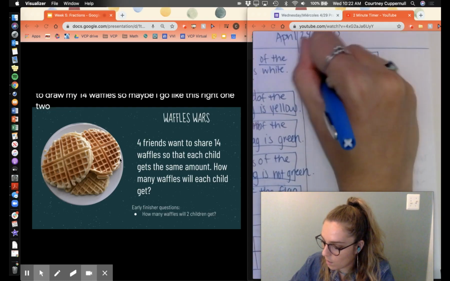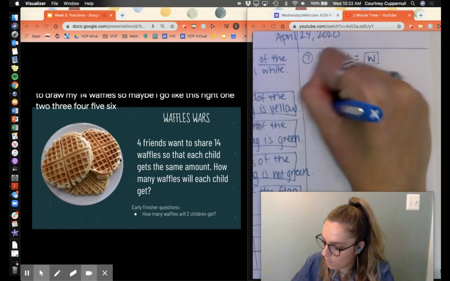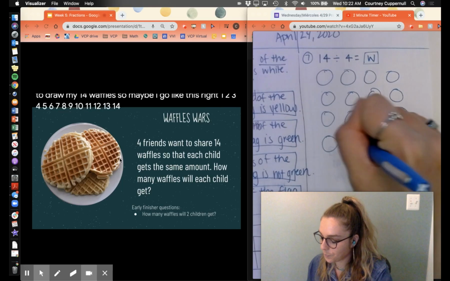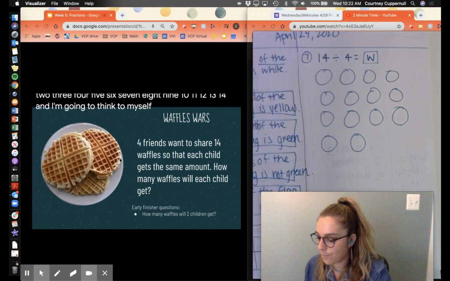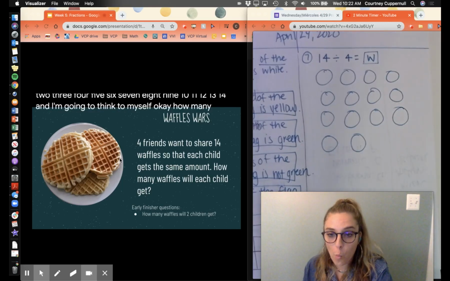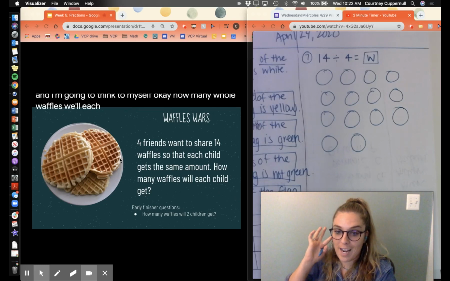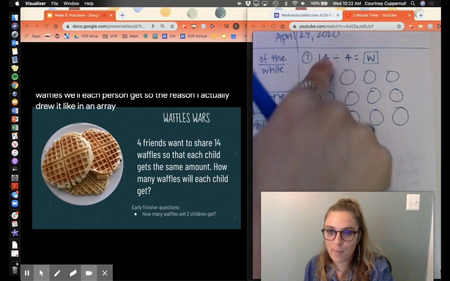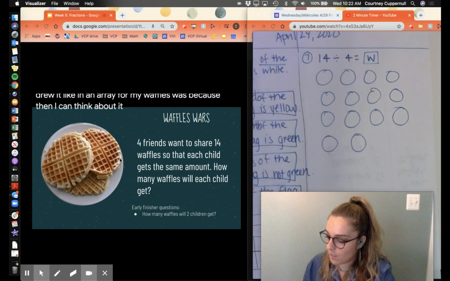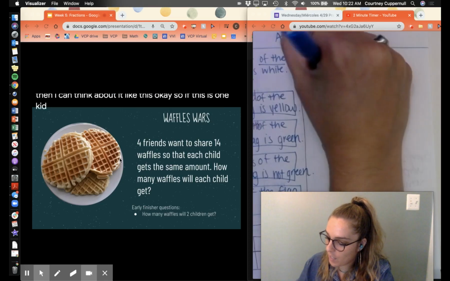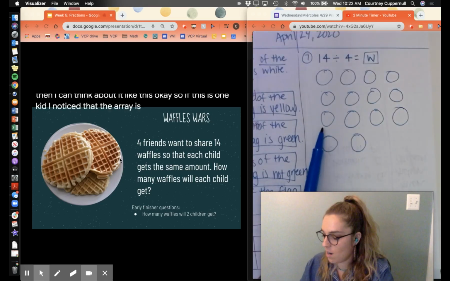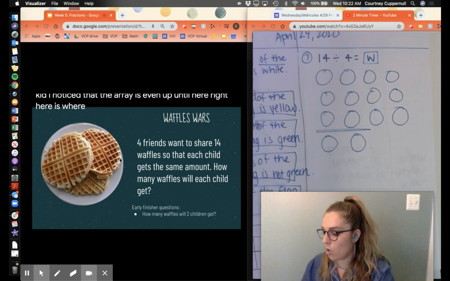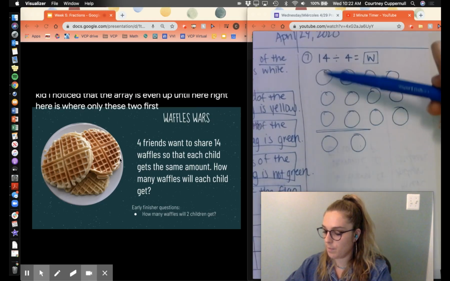1, 2, 3, 4, 5, 6, 7, 8, 9, 10, 11, 12, 13, 14. And I'm going to think to myself, okay, how many whole waffles will each person get? So the reason I actually drew it like in an array for my waffles was because then I can think about it like this. Okay, so if this is one kid, I noticed that the array is even up until here, right? Here is where only these 2 first columns get a waffle.